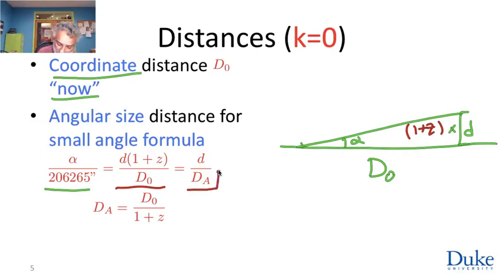I define an angular size distance by: the angular size distance is the distance that you'd put in the small angle formula if you wanted it to make sense, if d over d were alpha over 1 radian, which is 206,265 arc seconds. And then from this expression we see that the angular size distance is related to coordinate distance or physical distance today by the expression, take that, divide by 1 plus z, where z is the redshift at which you observe the light from the object whose angular size you're measuring. Of course, for nearby objects, z is 0.